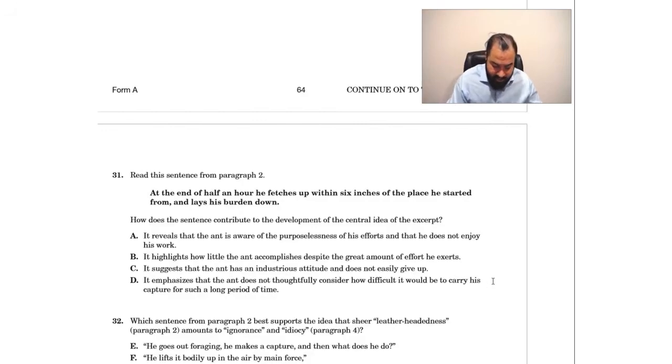It says, read this sentence from paragraph 2. "At the end of half an hour, he fetches up within 6 inches of the place he started from and lays his burden down." How does that sentence contribute to the development of the central idea? "It reveals that the ant is aware of the purposelessness of his effort and that he does not enjoy his work." He's not aware of it completely. "It highlights how little the ant accomplished despite the great amount of effort he exerted." That's right. So at the end, he actually is only 6 inches away.